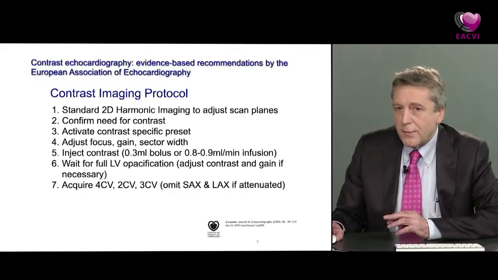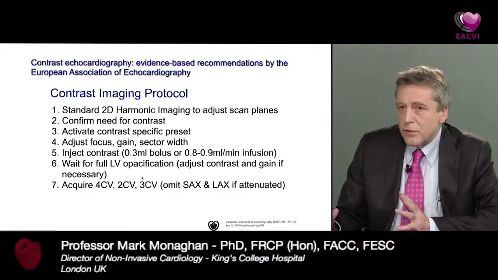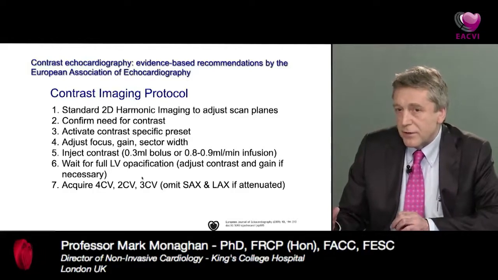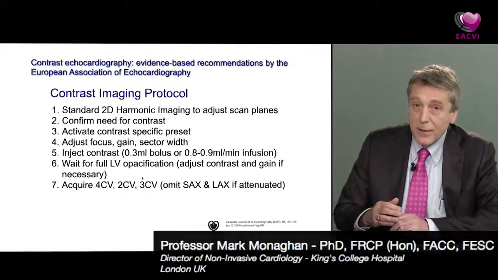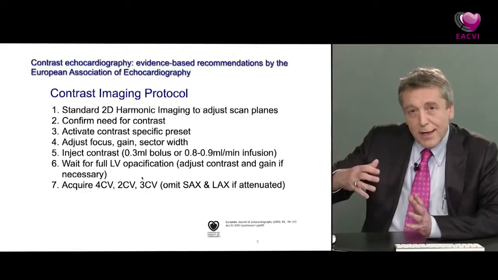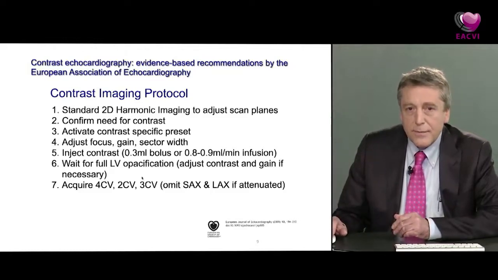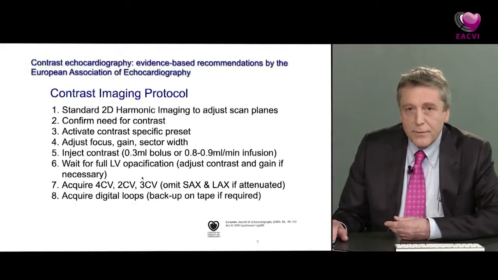So start off with the apical views, the 4-chamber, 2-chamber and 3-chamber, and you can omit the short axis and long axis parasternal views if you get attenuation from the right ventricle. And don't forget, of course, the contrast concentration in the RV is going to be higher, so if that's between you and the LV cavity or the transducer in the LV cavity, you may get attenuation. And then acquire digital loops, backing up on videotape if you need to.